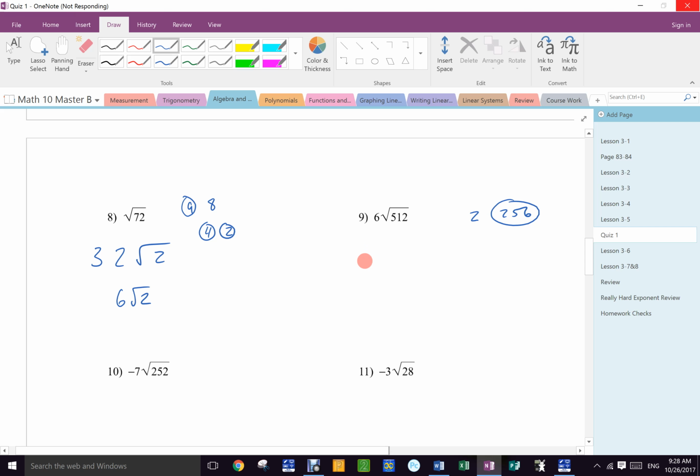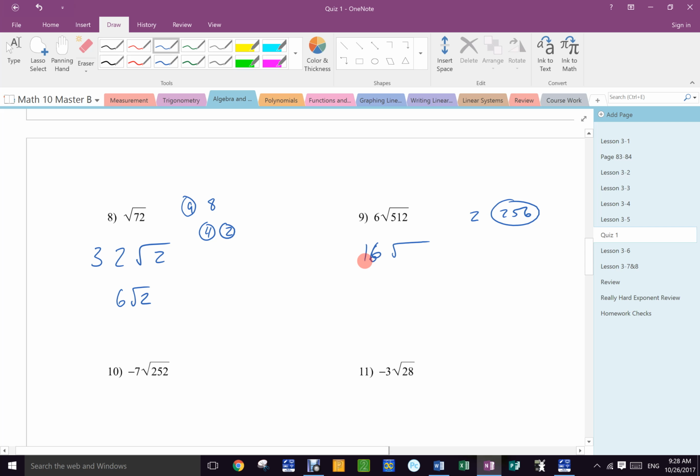2. But what was already out in front? What do all the numbers out in front do? Multiply. So there was already a 6 living there. So now I got a 16 and a 6. So what do I do with them? I multiply them to get 96 root 2. Right?